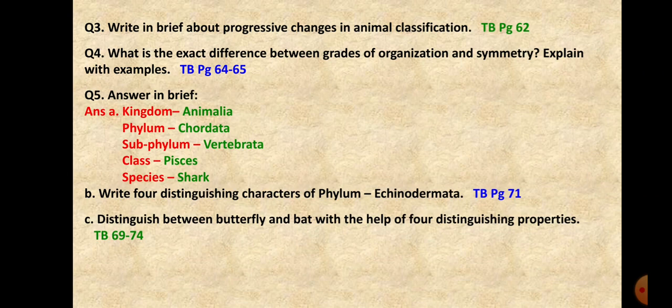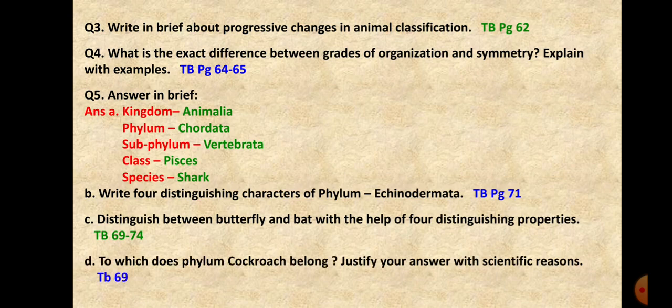Then butterfly is active during day, that is it is diurnal. Bat is active at night, it is nocturnal. Butterfly lays eggs, so it is oviparous, and bat gives birth to the young ones, it is viviparous. So any 4 characteristics you can write in this answer.